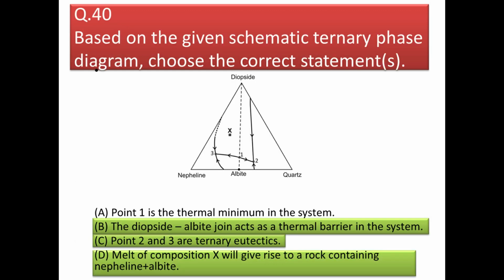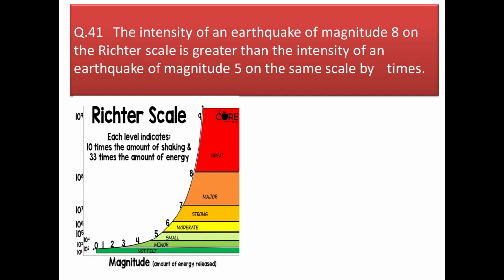Based on the given schematic ternary phase diagram, choose the correct statement. And the answers are: the diopside-albite join acts as the thermal barrier in the system, and points 2 and 3 are the ternary eutectics, and melt of composition X will give rise to a rock containing nepheline and albite. And with that, we have completed all our MSQ questions. Now let's discuss the numerical questions.